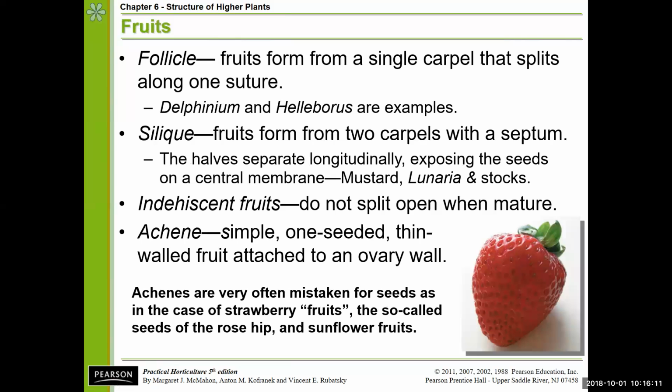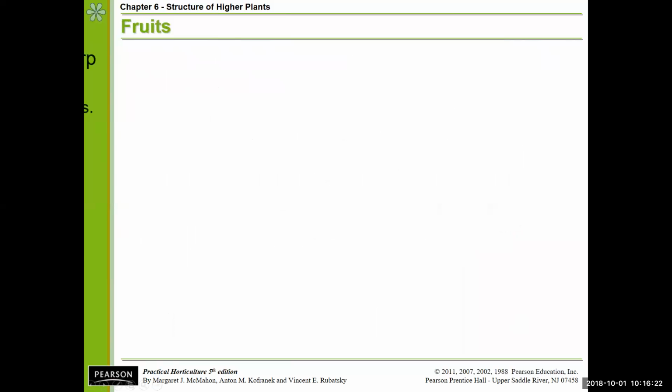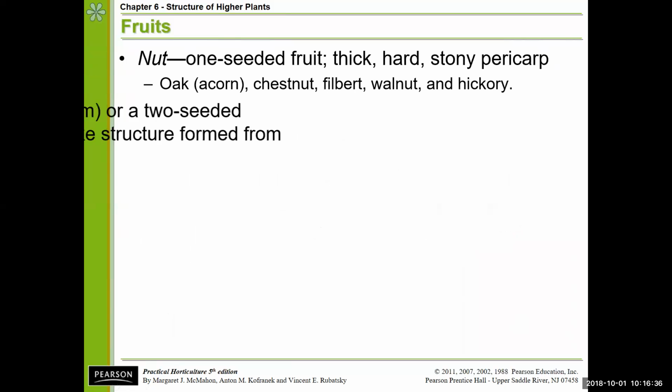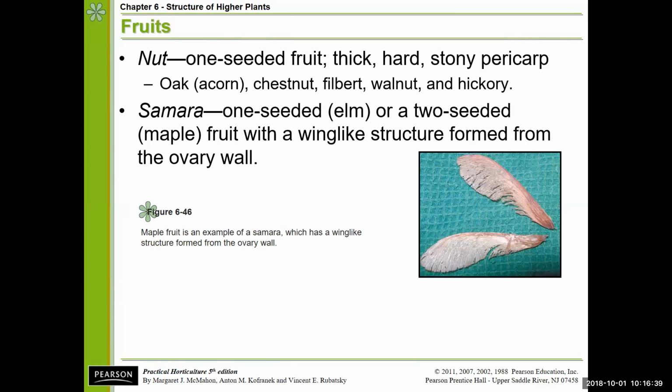And we can see achenes often being mistaken for seeds, like in this case, in the strawberry. Also in rose hips and sunflowers. Caryopsis, here we go. Mentioned this earlier. The one-seeded fruit. Most of our grains are caryopsis, or caryopses, I should say. Nuts are one-seeded fruits that are thick, hard, and have a stony pericarp. Samaras we see on some trees, another unique fruit that has a wing-like structure that aids in its dispersal.